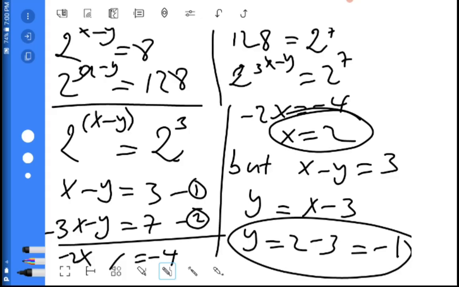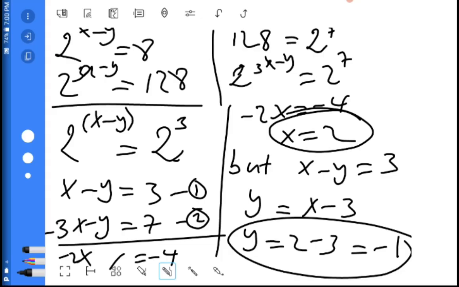Guys, we have looked at many questions of this category, and I believe that no exponential equation is going to be too much for you to solve. So I'm going to pause here. Next, I'll give you an assignment for you to do and submit for correction.